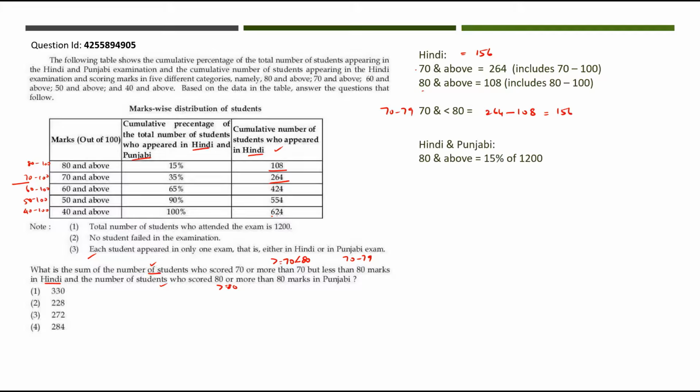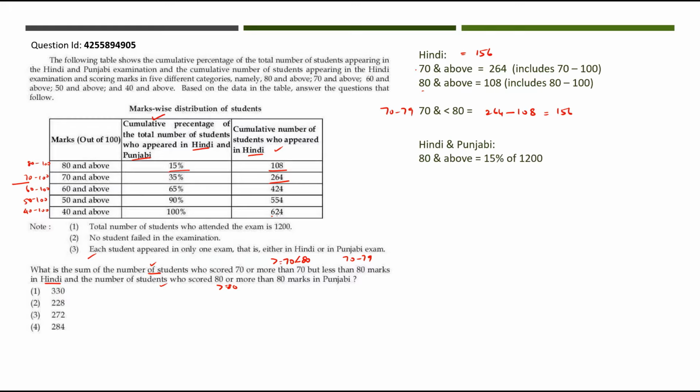Now we are getting into the Hindi and Punjabi part. They said who scored 80 or more than 80 in Punjabi. In order to find Punjabi, the only data that we have is column 2. So what we will do is first take the 80 and above percentage from the second column. So 15% of the students have appeared in both Hindi and Punjabi.